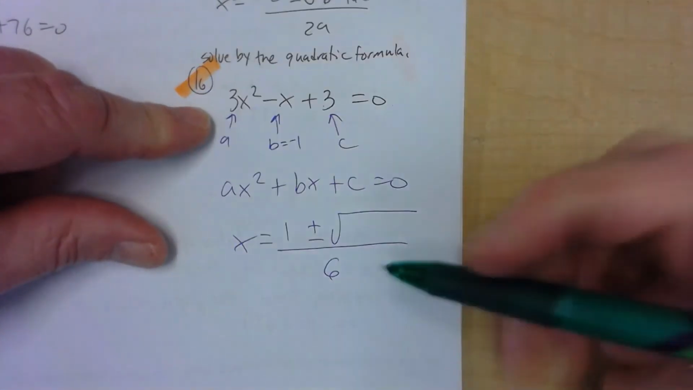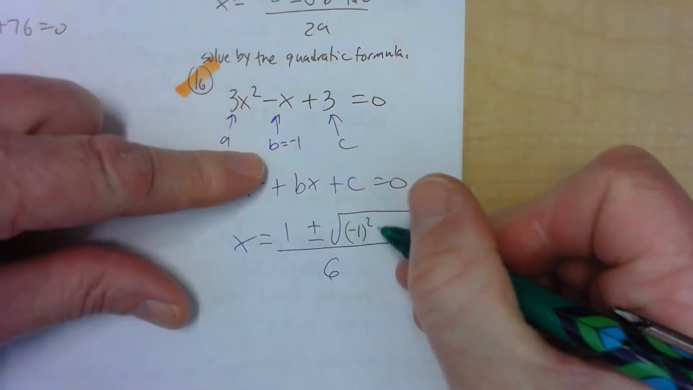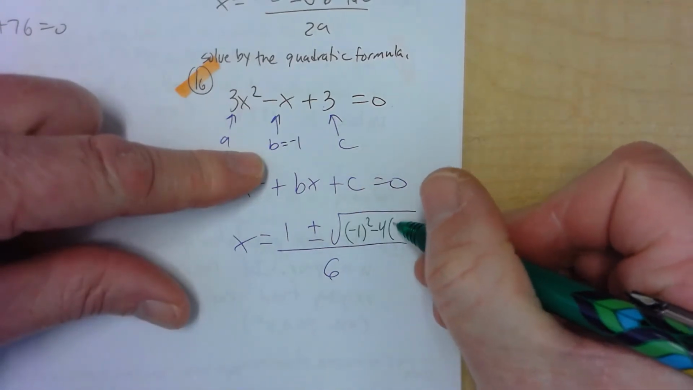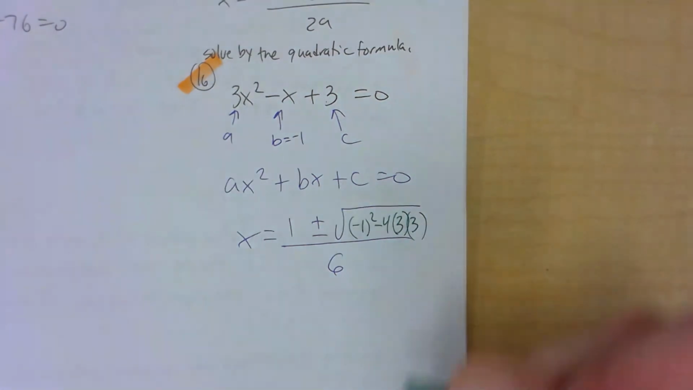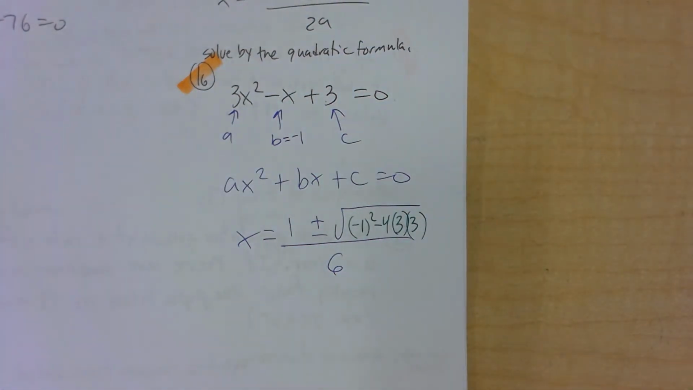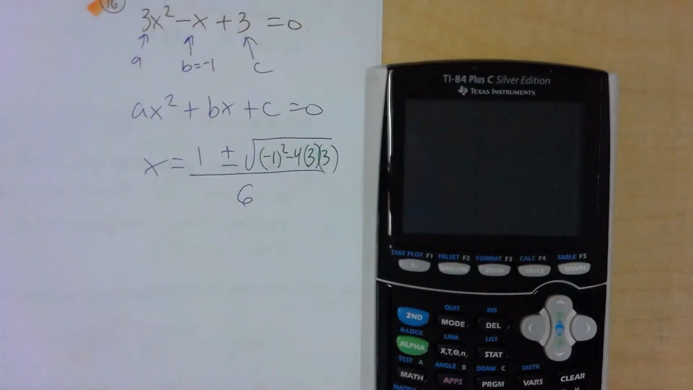And then I switch colors to green because I always did. And it's B squared, so it's -1 squared minus 4, A was 3, I already said it. C is also 3. So this is one of those where we're going to get a negative number under here. So make sure you type this in correctly.